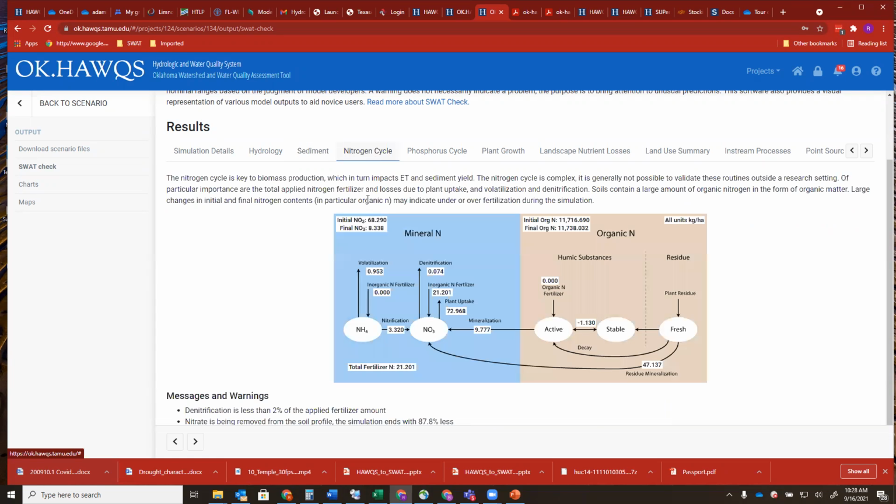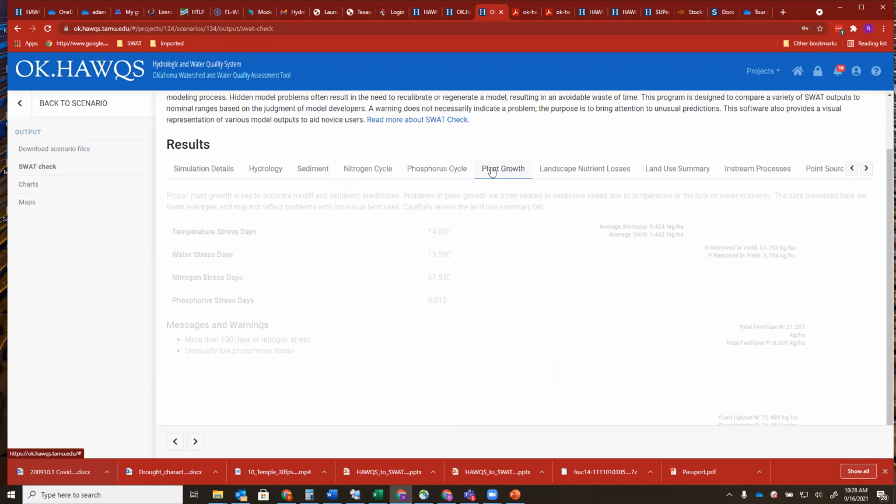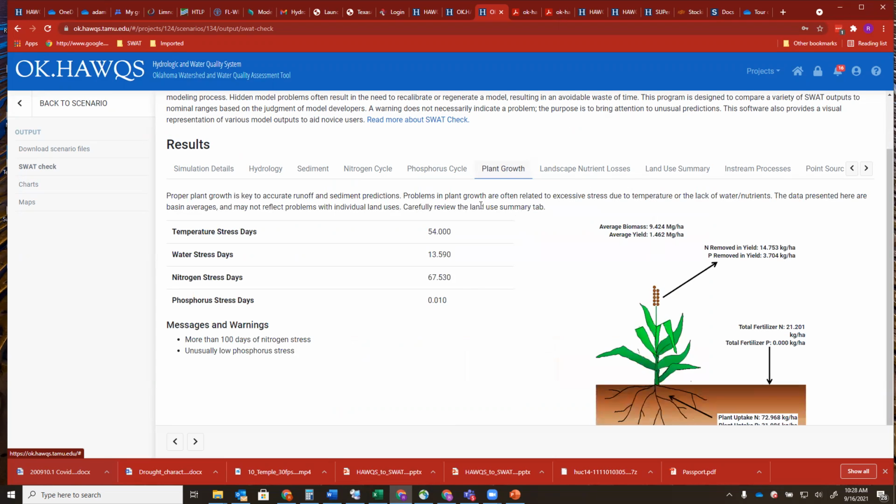Then we also go through the nitrogen cycle: the soluble nitrogen, organic nitrogen, the different forms of nitrogen like nitrate, organic, fresh, and ammonia, and so on. Same thing for phosphorus. I can go through this in more detail if there is an interest, but I'm just going through it right now. If you have specific questions on any of them, I can stop and explain in more detail.